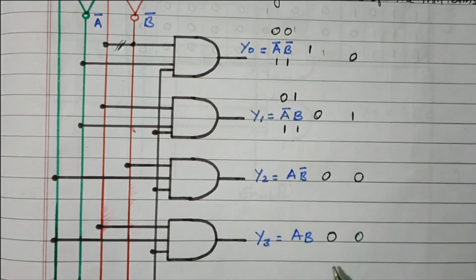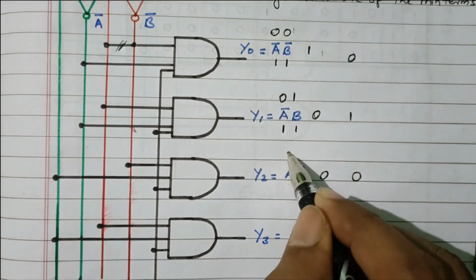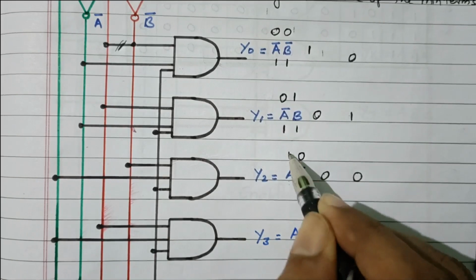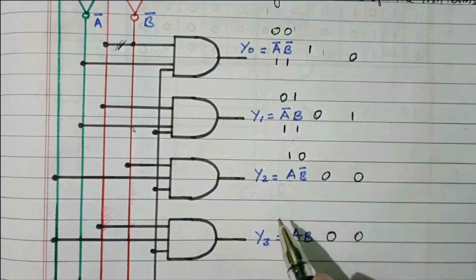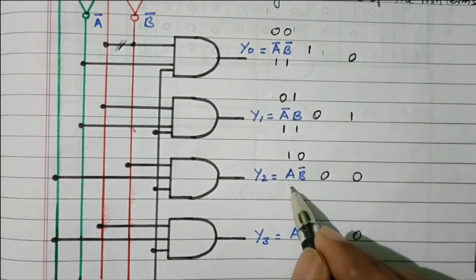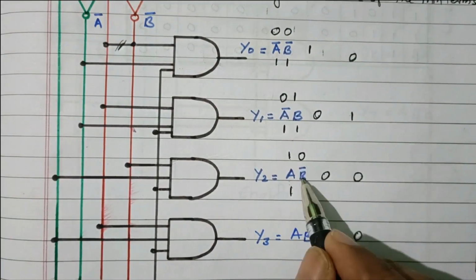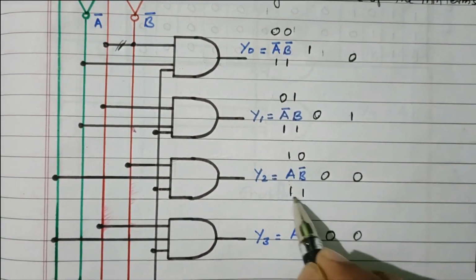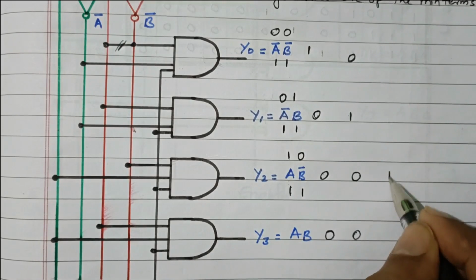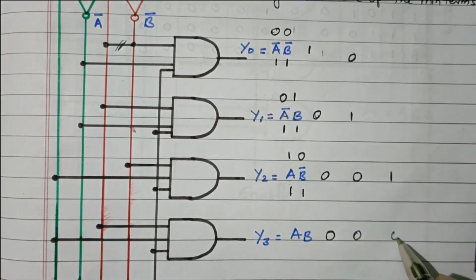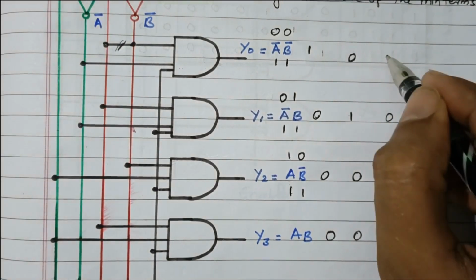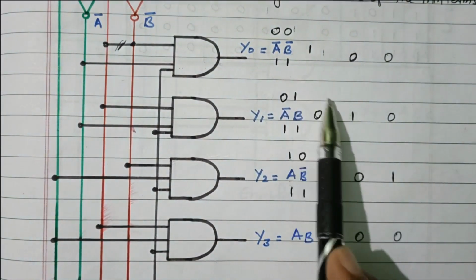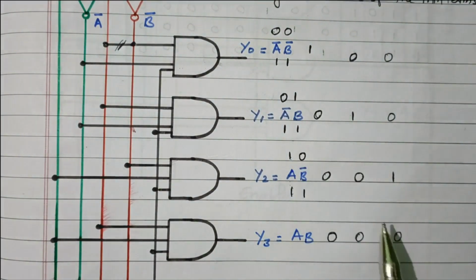Remaining outputs are zeros. Right. The third possibility is 1 0. For 1 0 we are getting Y2 as 1. How is it possible? A equal to 1. B is 0, but B bar will be 1. So both are 1, which means we will get the high output. All others automatically become 0. Right? See, this 1 1 1 we are getting in order.